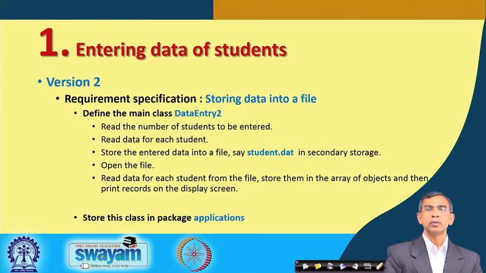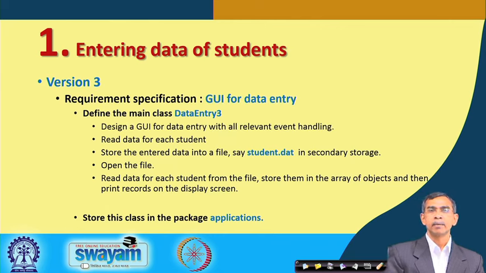In the last version you can think that we do not store the data into any file. Now, in the next version we can store the data into a file. Everything is the same, only the input from the primary memory will go to the file memory actually. And then this is version 3, the third phase of the program. Here we have to define a GUI for data entry.